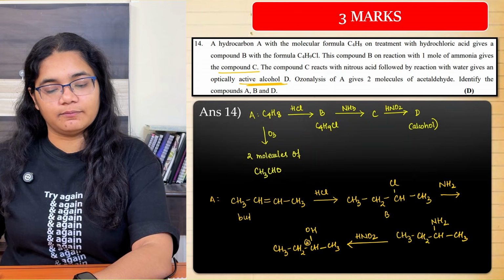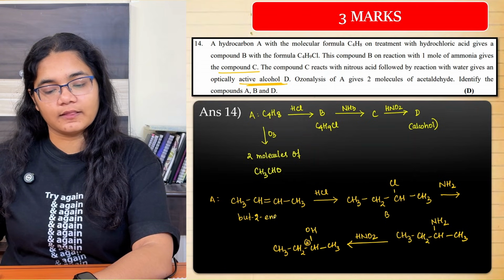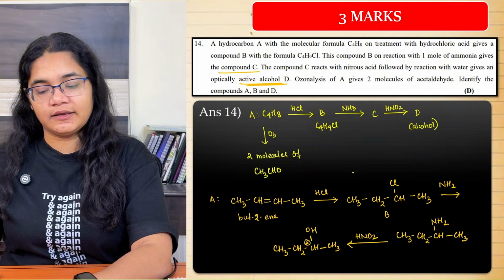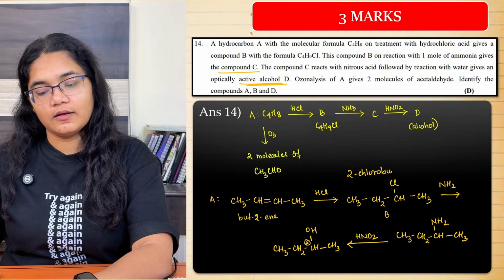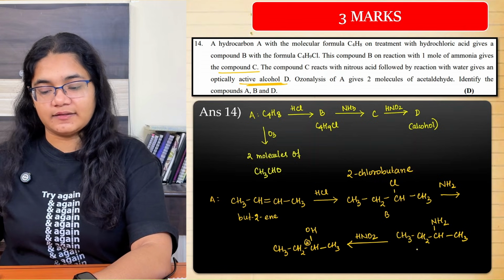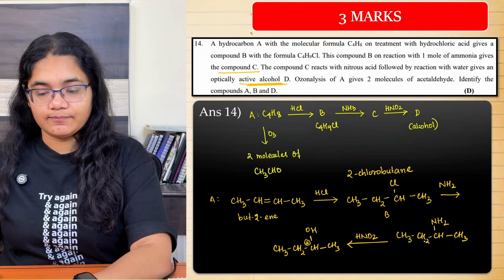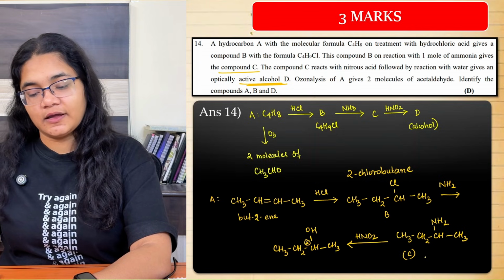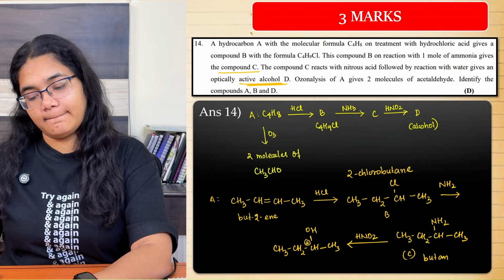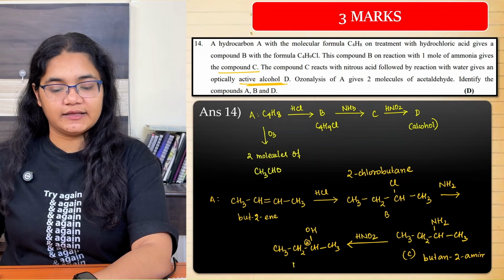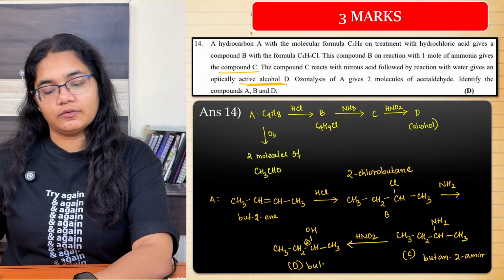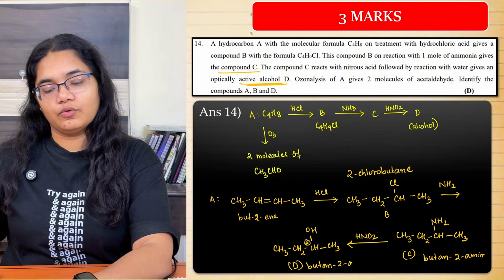So A is but-2-ene. Okay, what is B here? B here is 2-chlorobutane, right? And this one, that is C, is butan-2-amine. And lastly D is butan-2-ol.